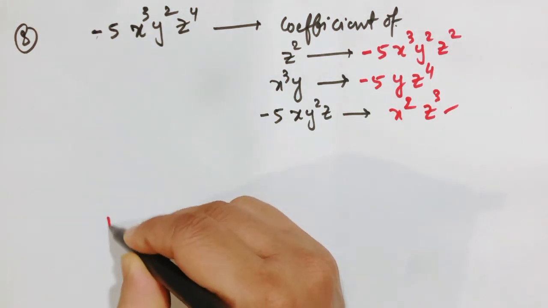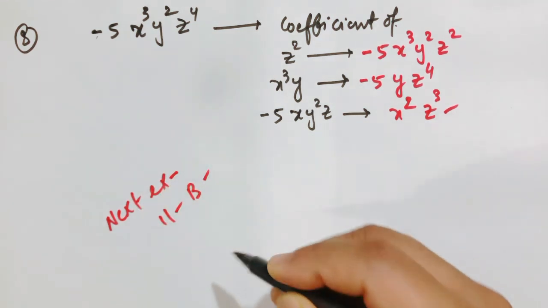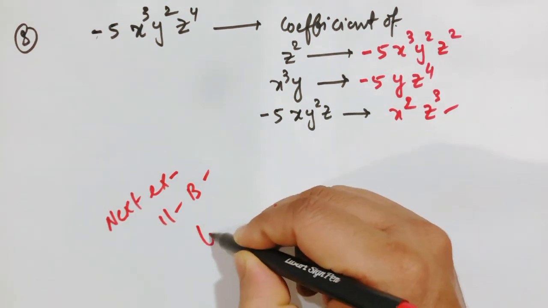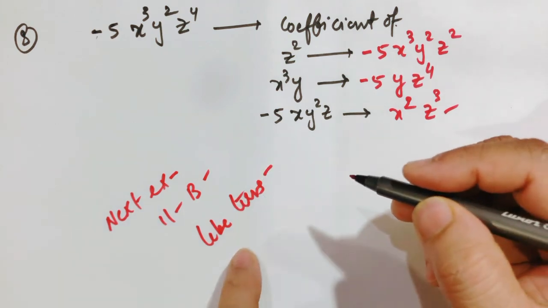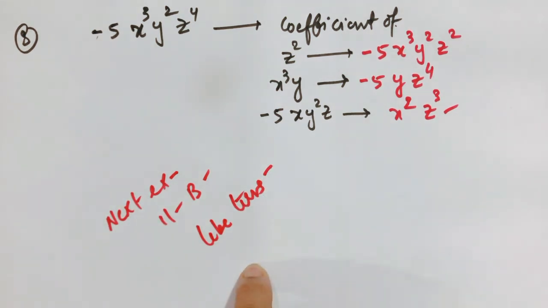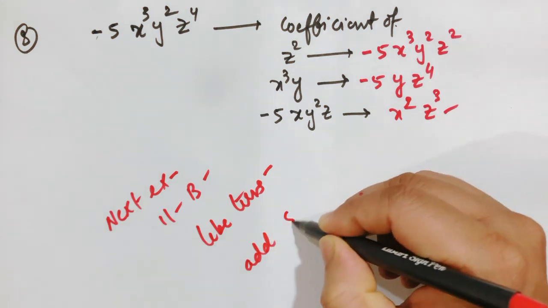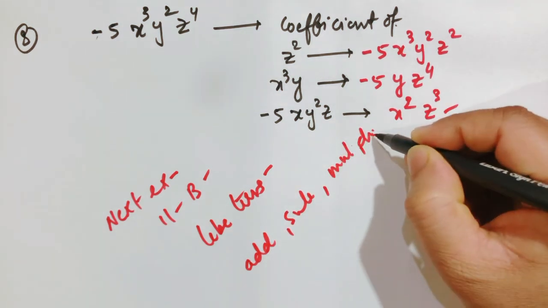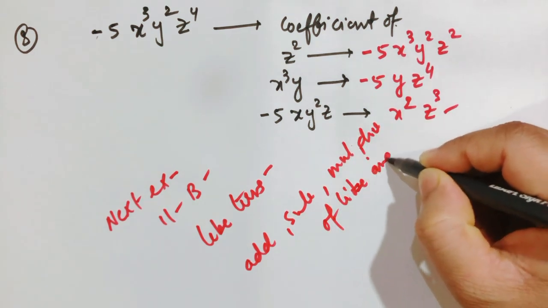For the next exercise, that is 11b, you can stay tuned. Why? Because right now we have found out like terms, and these like terms will be of great use in the next chapter 11b, where you will be asked to add the like terms: addition, subtraction, multiplication and division of like terms, like and unlike terms.